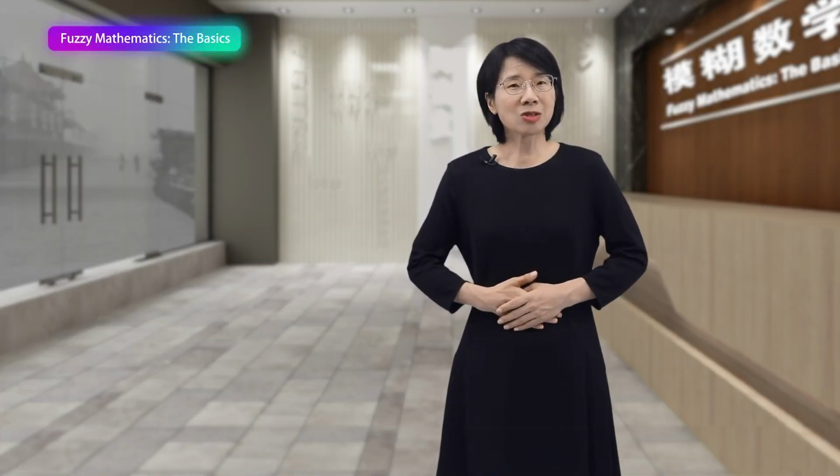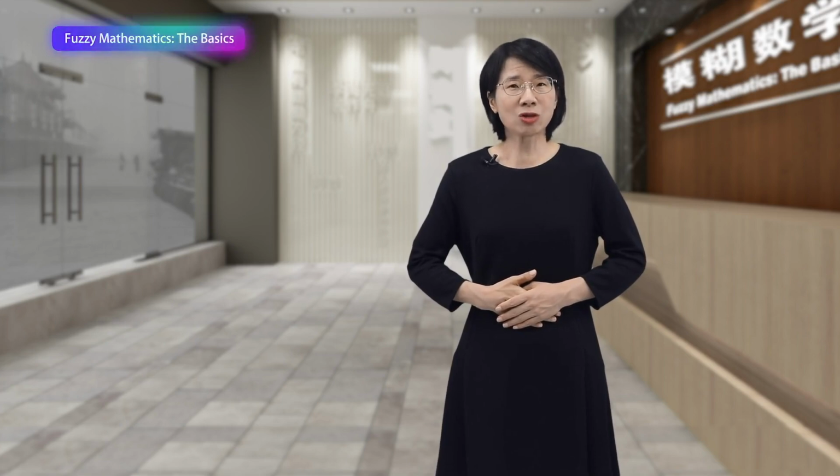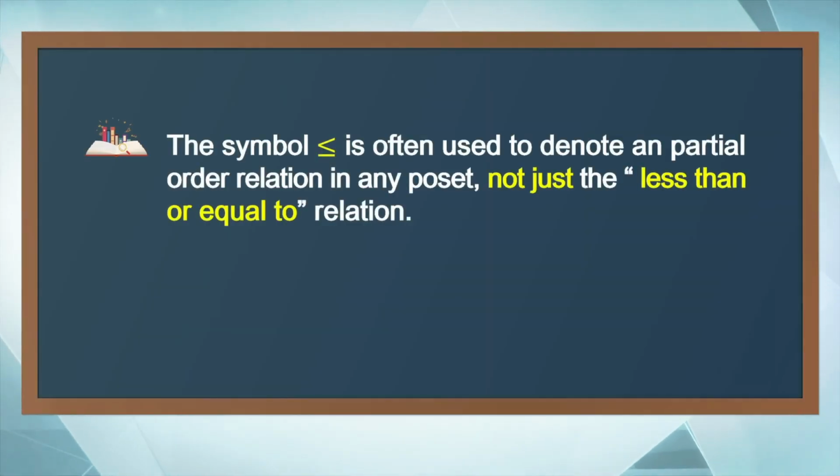However, we need a symbol that we can use to discuss the ordering relation in any poset. Customarily, the notation less than or equal to is used to denote that x is related to y in an arbitrary poset. This notation is used because the less than or equal to relation on the set of real numbers is the most familiar example of a partial order.